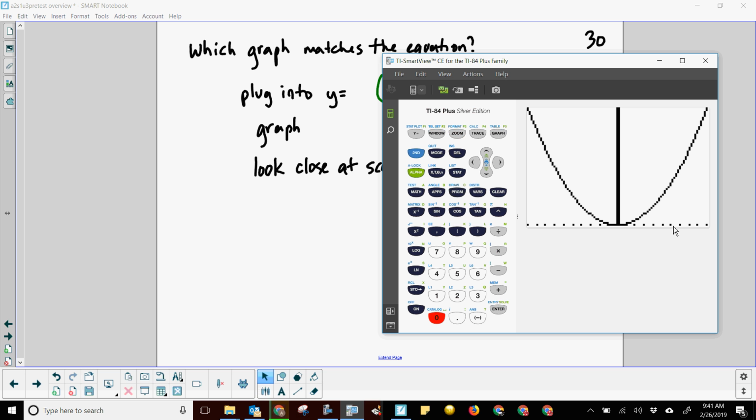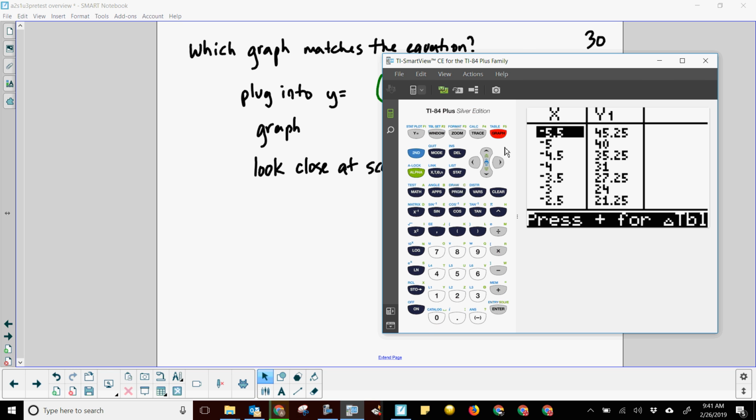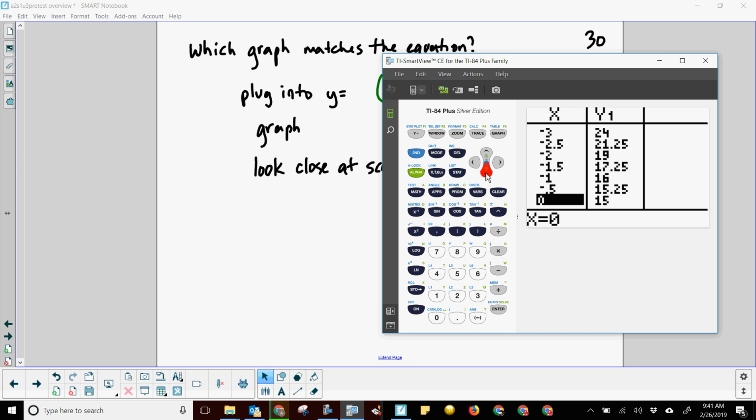And you got to be careful, because this right here is actually not the x-axis. And you can go to the table and find that out for sure. That's actually going to be y equals 15. We're not going to get any lower than 15.